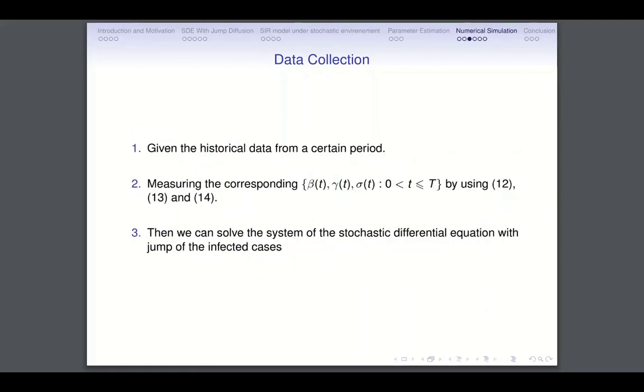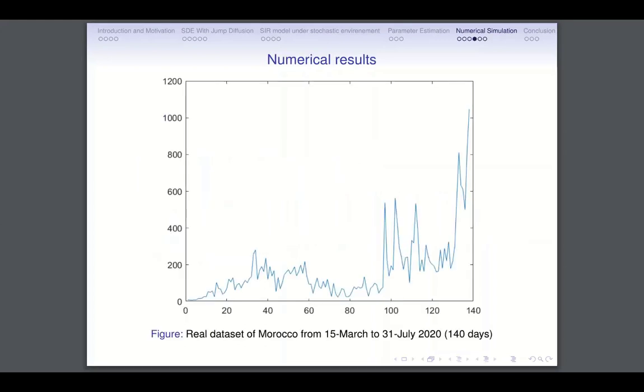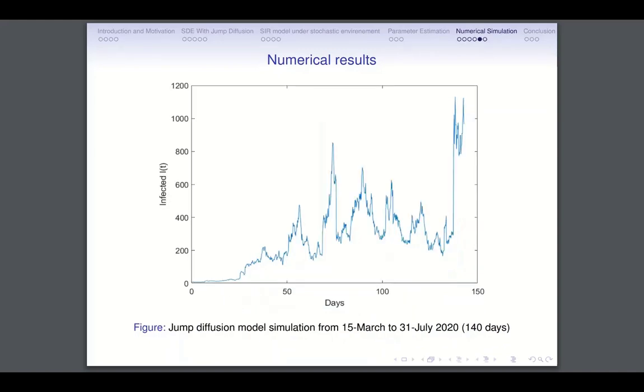We have three steps that we follow. First, we are given the historical data from a certain period. Then we measure the corresponding beta, gamma and sigma by using equations 12, 13 and 14. Then we solve the system of stochastic differential equations with the jump of the infected cases. Here we present the real data set of Morocco in this period of March to July, and then we present the result obtained by our new jump diffusion model.